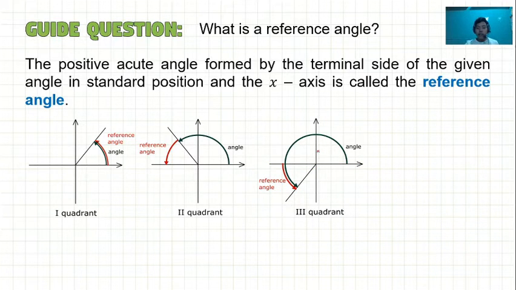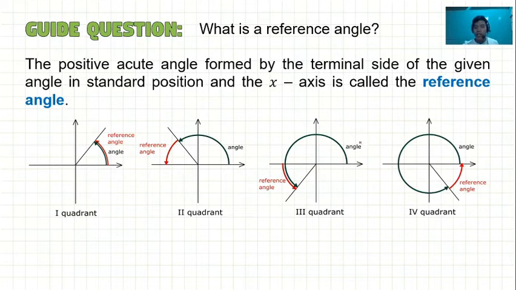Okay, and for quadrant 4, suppose this one. So the terminal side is this, and the x-axis is this one. So the positive acute angle formed by the terminal side and the x-axis is this one. So this is now your reference angle. This is not a reference angle because it is not an acute angle. Okay, so that is your reference angle.